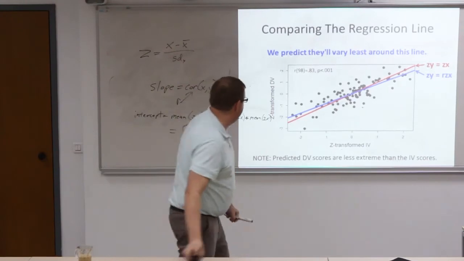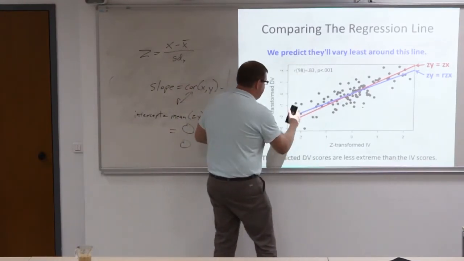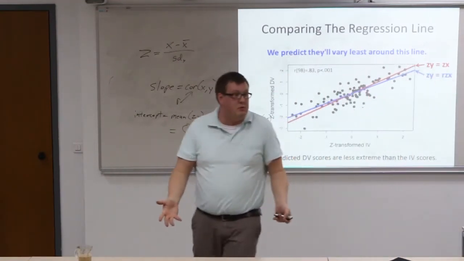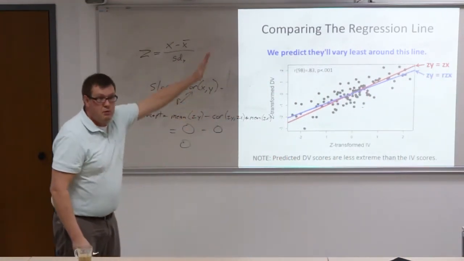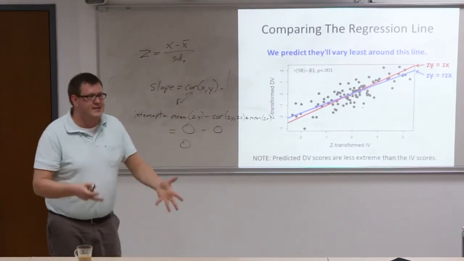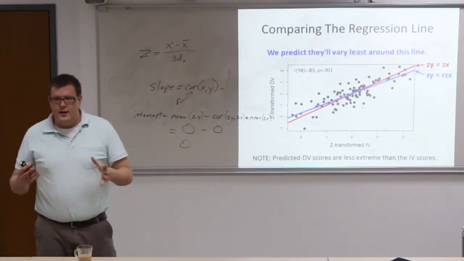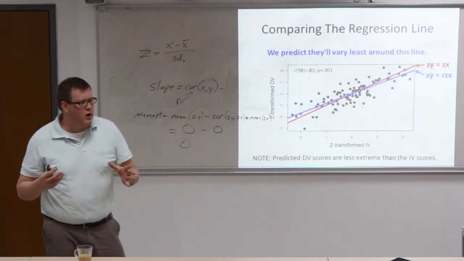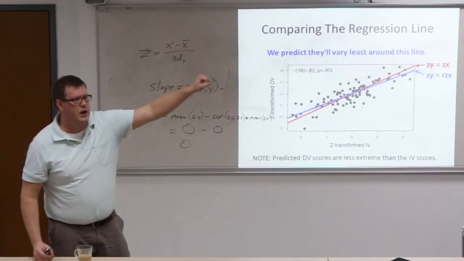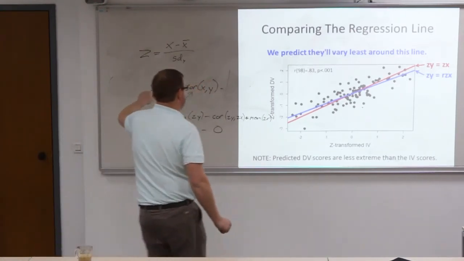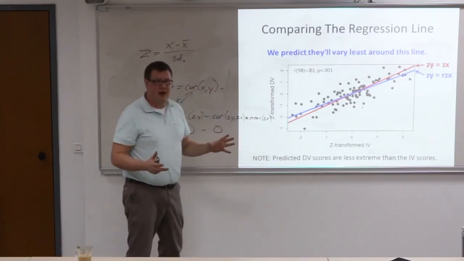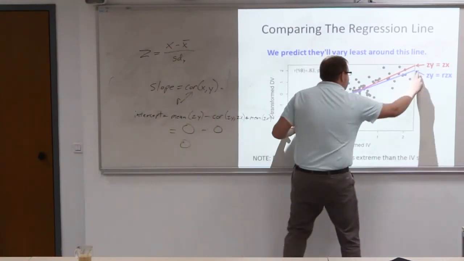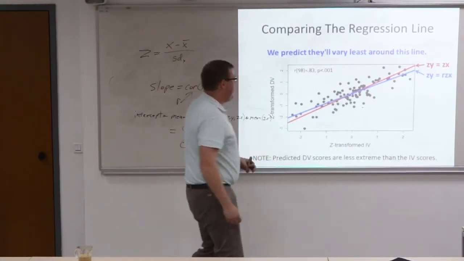So this is the line that the least squares should fall on if there was a perfect correlation. In fact, the least squares error would be 0 if there was a perfect correlation. Everything would fall right on that line, right? That would minimize the least squares. However, we don't have a correlation of 1. We have a correlation of 0.83. So we calculate the line of best fit, and the least squares are minimized about that.